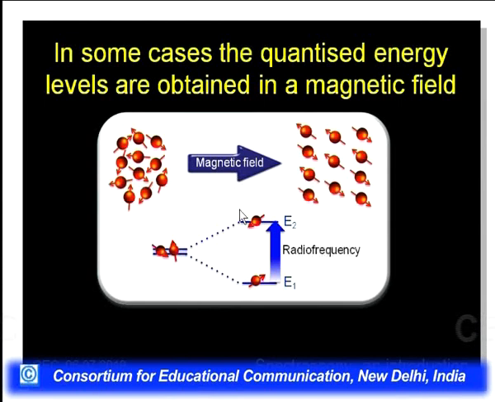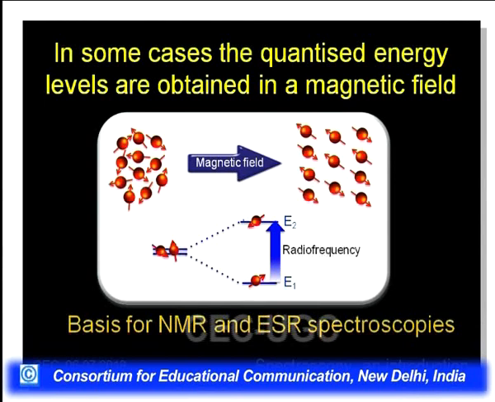That means the interaction of radiation and matter cannot lead to a spectrum there. And this forms the basis for our NMR and ESR spectroscopies. We will talk about all these in much more detail at a later stage. As I mentioned earlier, today I am just going to give you an overview of the basic aspects of what spectroscopy is all about.